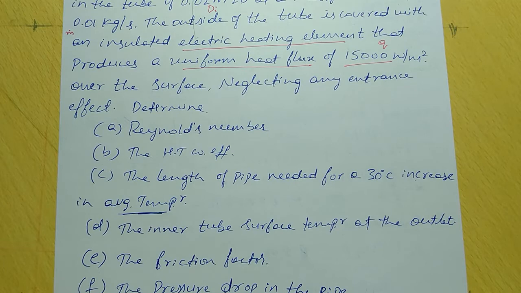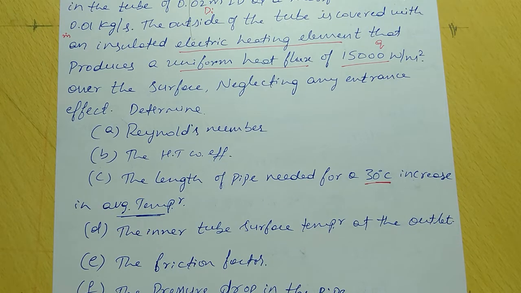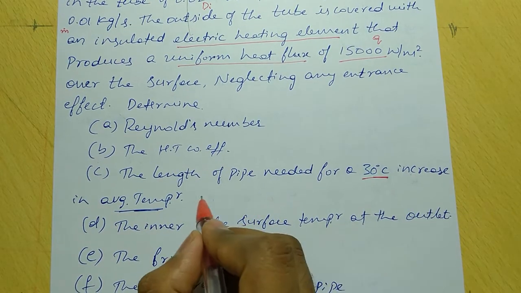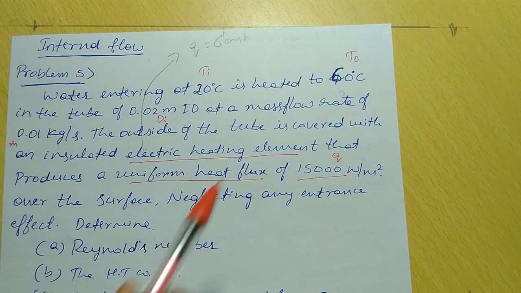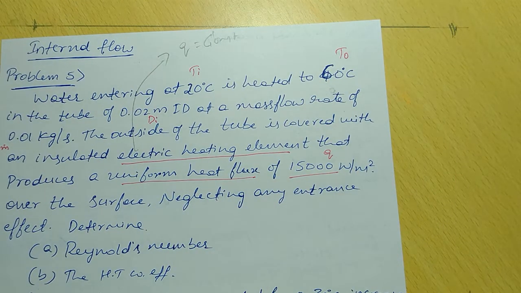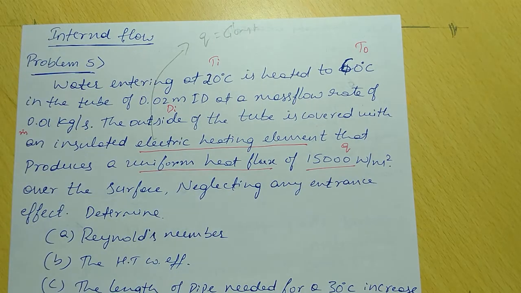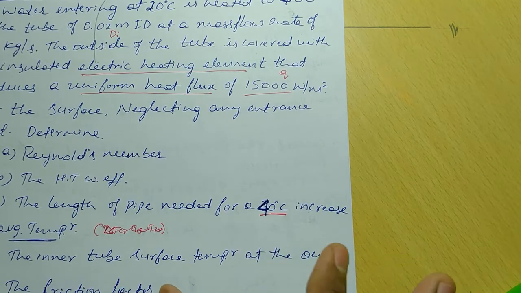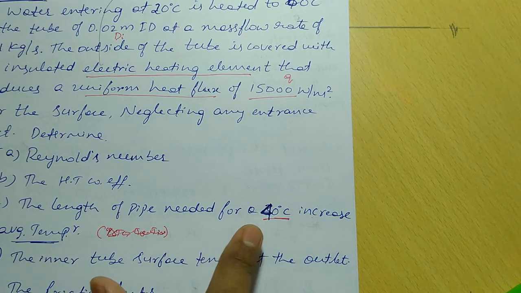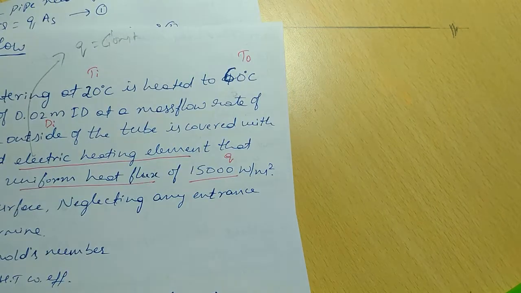Next, the third question is: what length of pipe is needed for an increase in average temperature? One small correction: instead of 30, take it as 40 degrees centigrade. The length of pipe is needed for a 40 degrees centigrade increase in average temperature. This is nothing but delta T, which is T naught minus Ti, equal to 60 minus 20, that is 40 degrees centigrade.